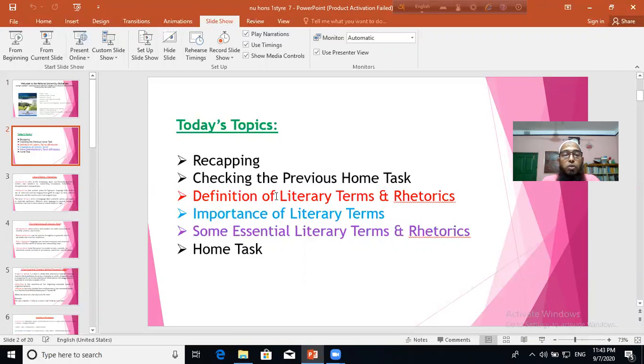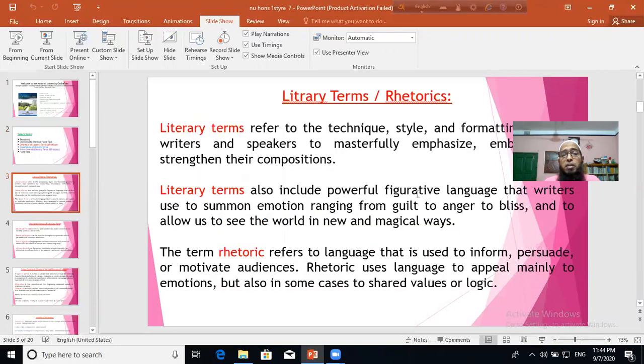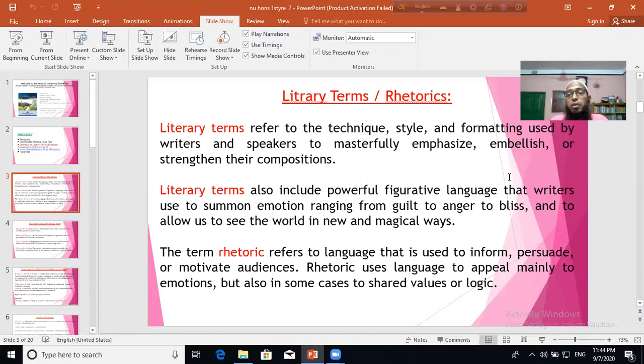So let us see, today we are going to learn about literary terms. As a student of English literature, you must know some literary terms and rhetorics, their importance and their use. There are so many literary terms in English. If you look at the books, or if you go through the literary forms, dramas, novels, poetry, there are a lot of literary terms. The writers use them, and rhetorics, figures of speech. So we must know them and learn them properly.